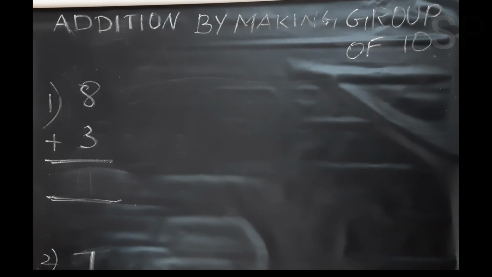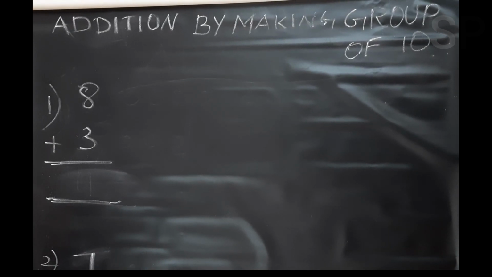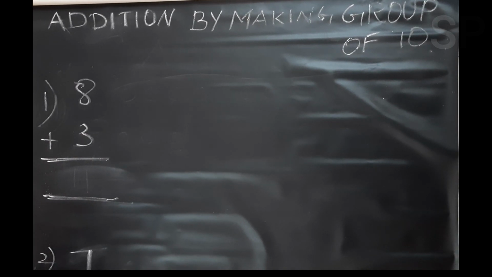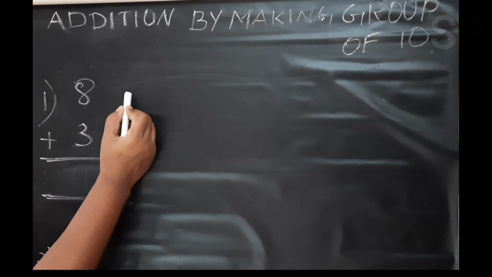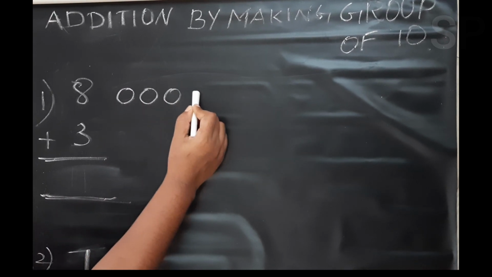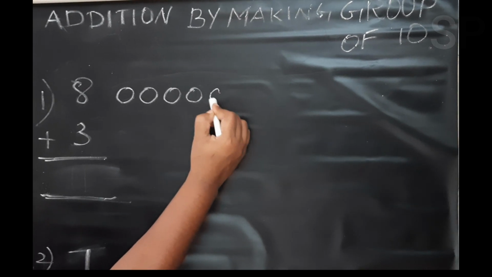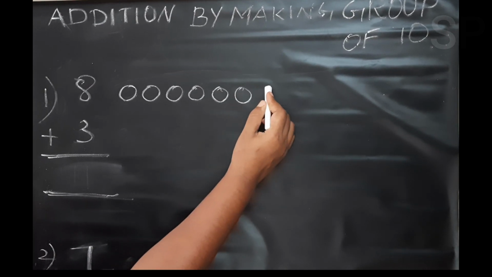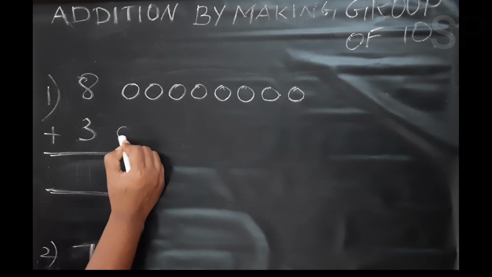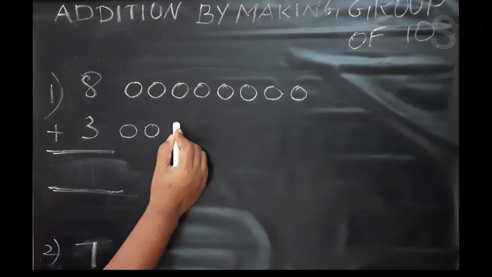What is the first question, children? It's 8 plus 3. So first number is 8. I'm going to draw circles. You can draw whatever you want. So draw 8 circles. 1, 2, 3, 4, 5, 6, 7, 8. What is the second number? It's 3. 1, 2, 3.